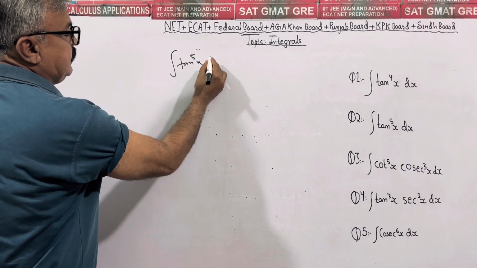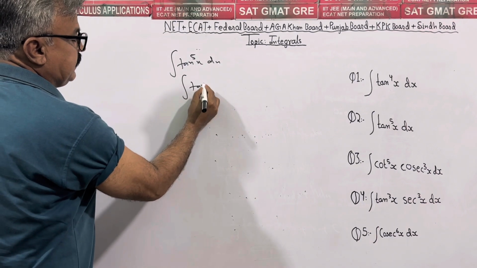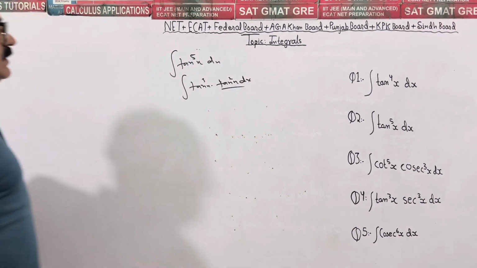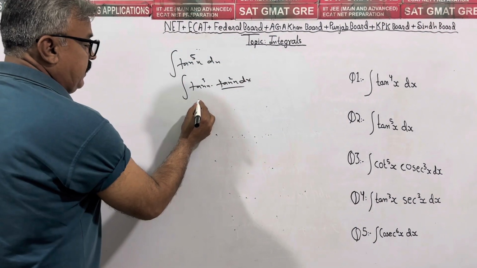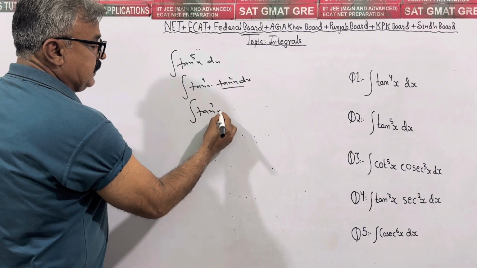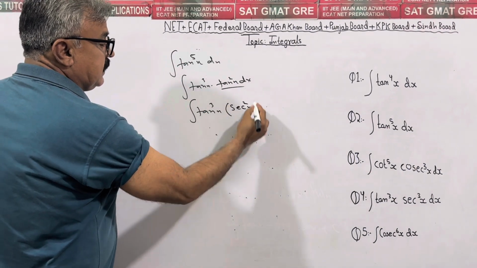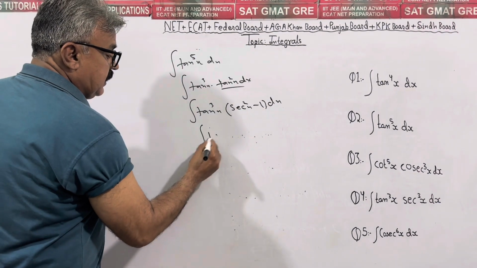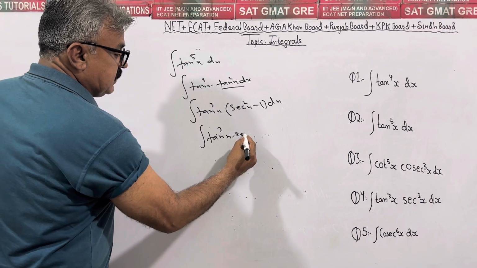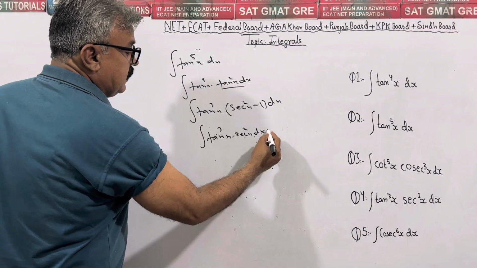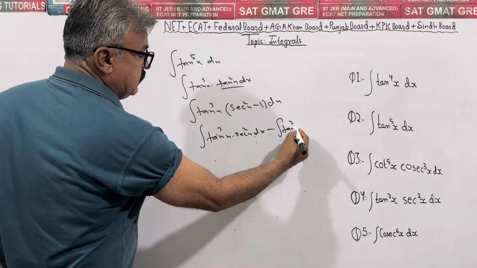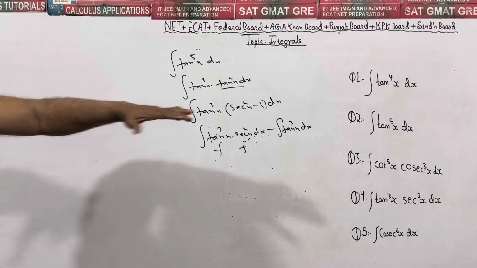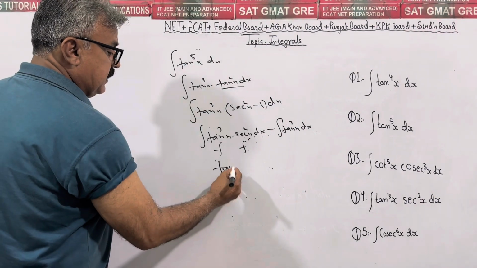Tan^5 x dx. I can write tan^5 as tan cube x times tan square x dx. Again, tan square is equal to sec square minus 1 from trigonometry, so we have tan cube x times sec square x minus 1 dx. Multiply throughout: tan cube x sec square x dx minus tan cube x dx. Look at this, function derivative. Add 1 to the power of the function, it will become tan^4.